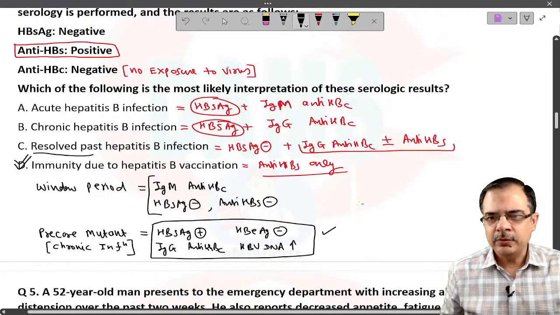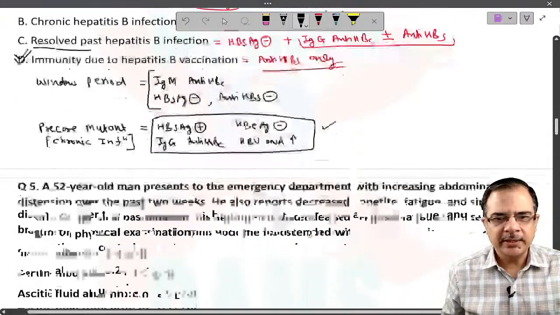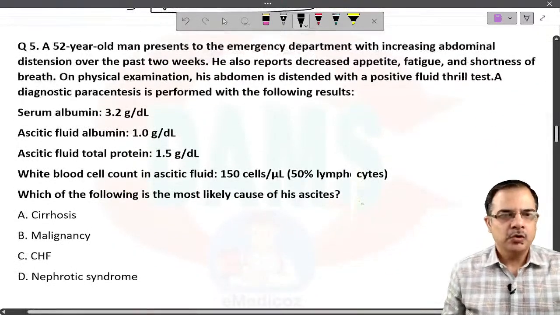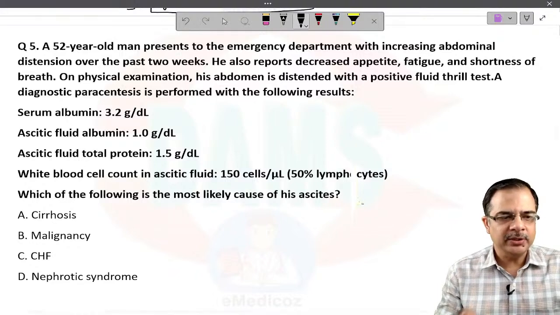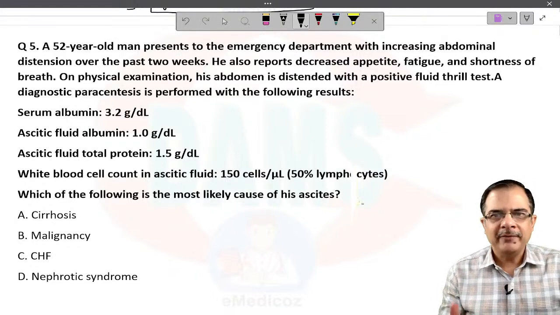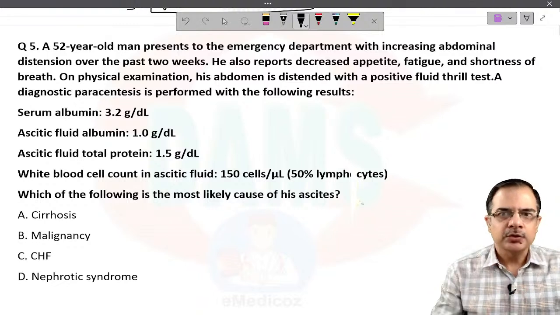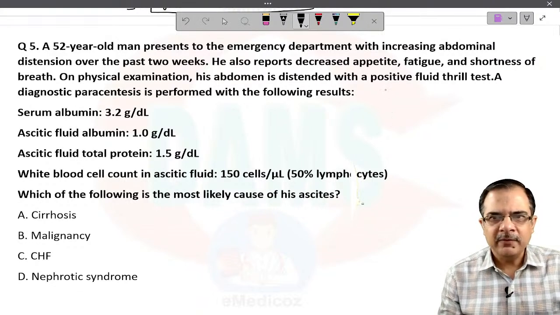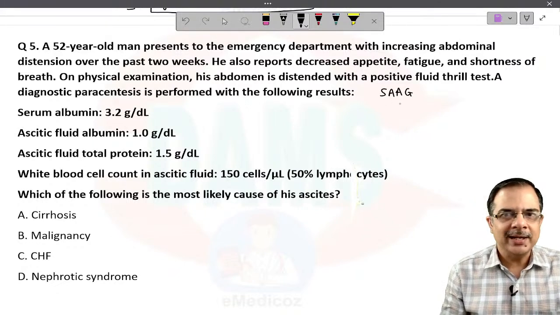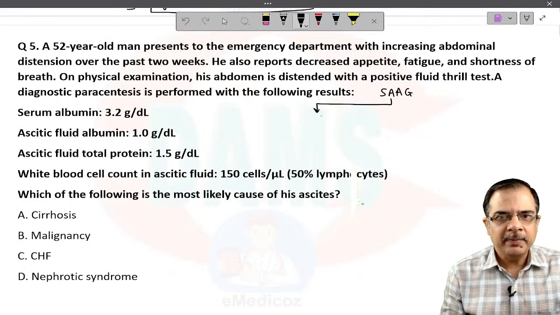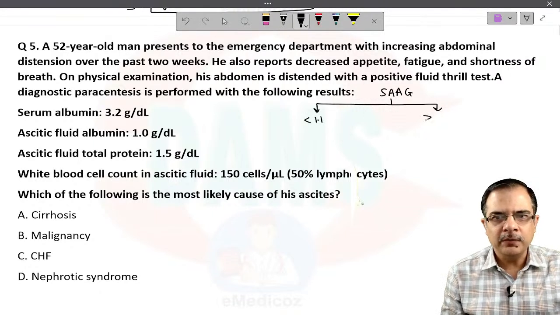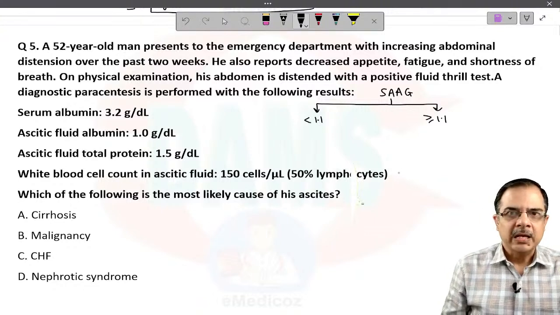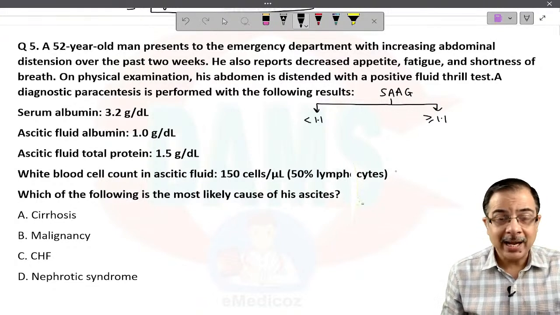Now coming to the next one. The next is a question on ascites. These ascites questions are very simple. You just have to follow a flow chart. The first step is SAAG, serum albumin ascites gradient. That will be less than 1.1 or more than or equal to 1.1, meaning serum albumin minus ascitic albumin.